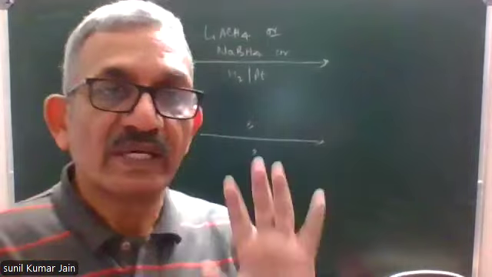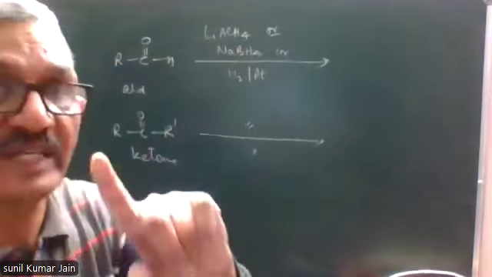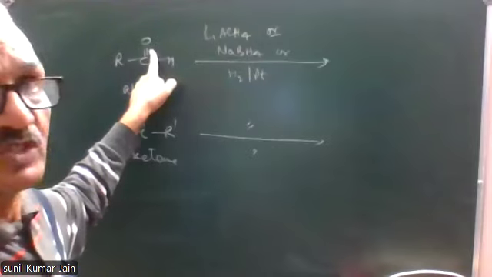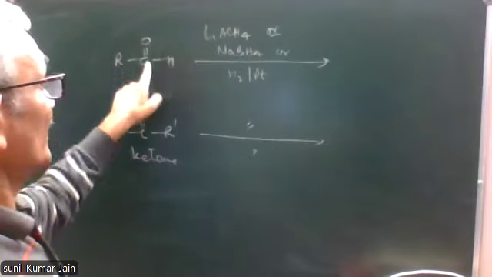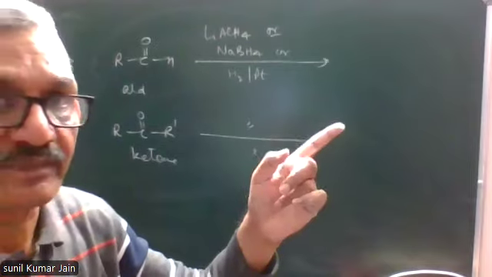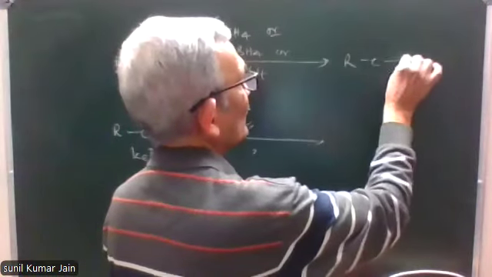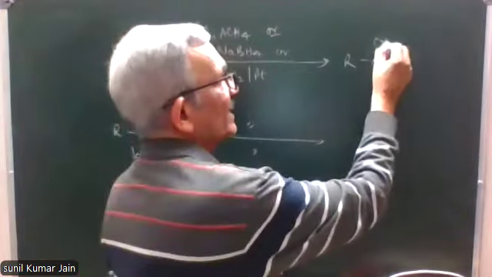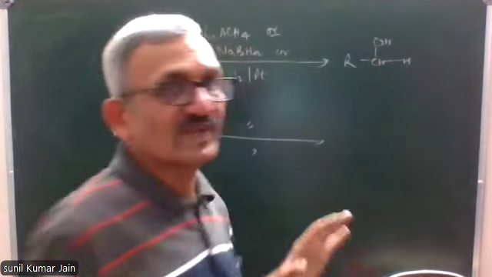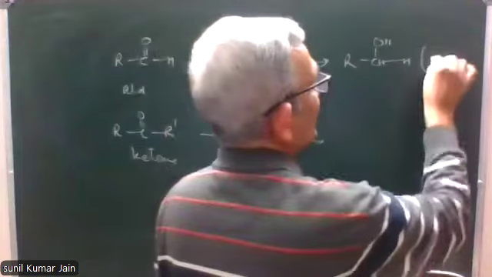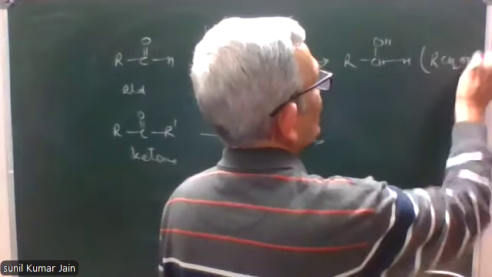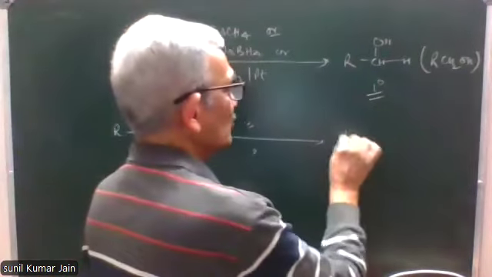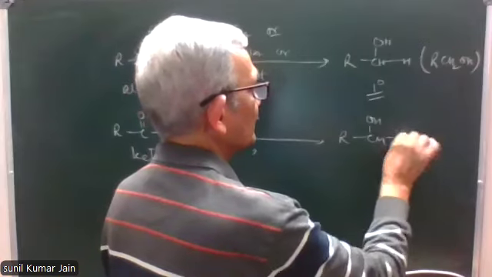See what will happen. In both reactions, reaction will take place at C double bond O group. In both cases, double bond will change into single bond. One hydrogen will be added to carbon as well as oxygen. See, double bond changes into single bond. Hydrogen atom added to oxygen as well as carbon. What is this? This is nothing but RCH2OH, that is primary alcohol. Whereas a ketone gives a secondary alcohol.